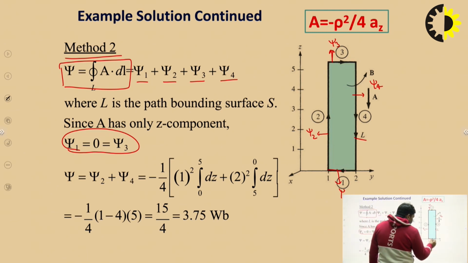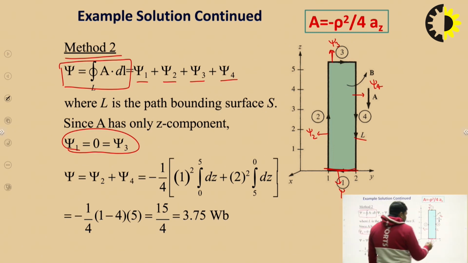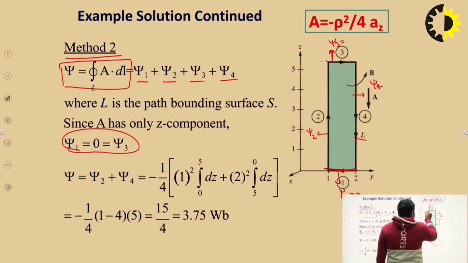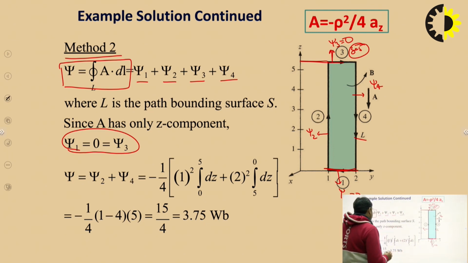Why is psi 1 zero? There is no change in the z direction, so z is constant. So in that case, we do not define this total outward flux in the Az direction. So psi 1 is equal to 0, and psi 3 is also constant, because z is equal to 5. z is not a variable, z is constant. So in that case, psi 1 and psi 3 are equal to 0.